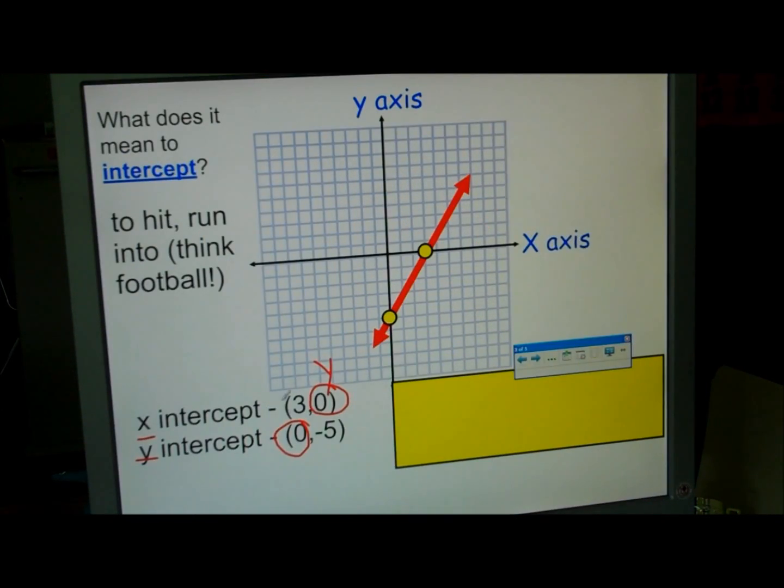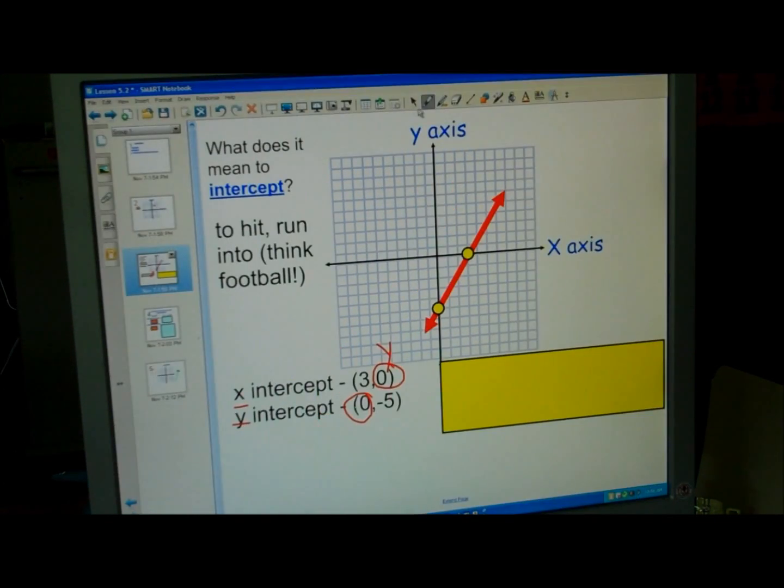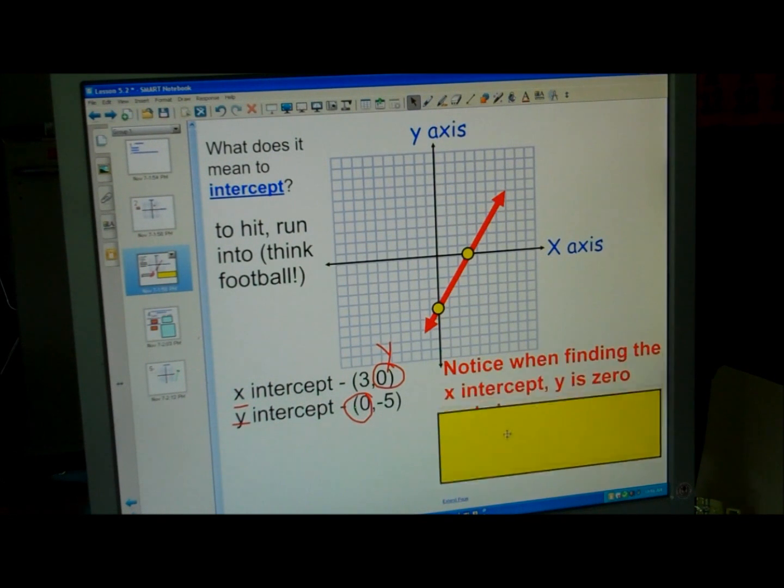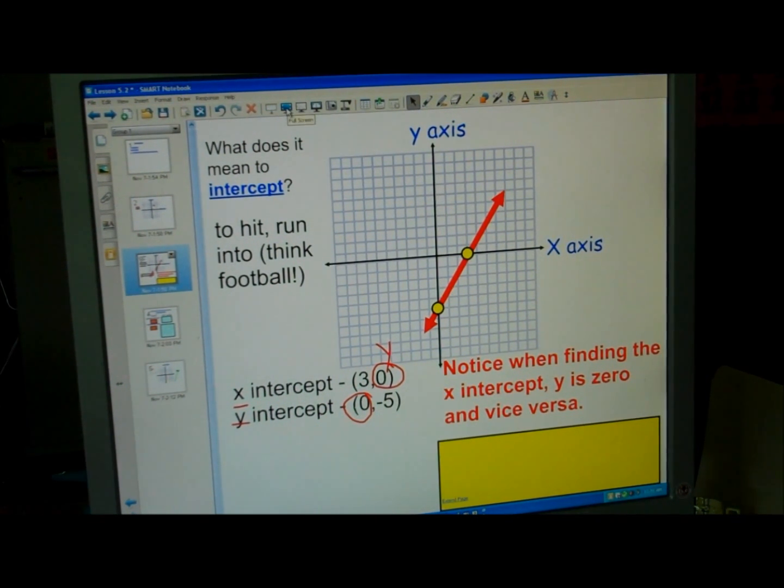Okay, because this is finding the intercepts using a graph. In just a moment, we're going to do that algebraically. Oops, I need to get rid of this. So here was what I want you to notice. When finding the x-intercept, y is 0, and vice versa. Please make sure you take a moment and write that down.